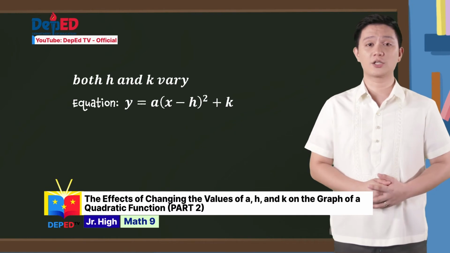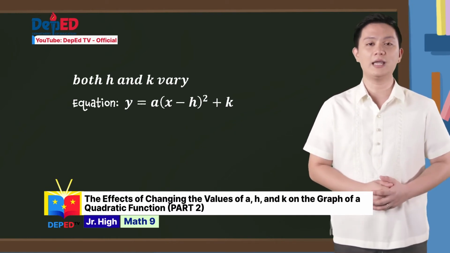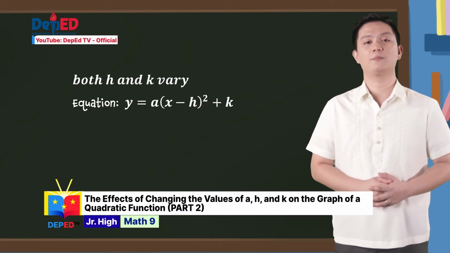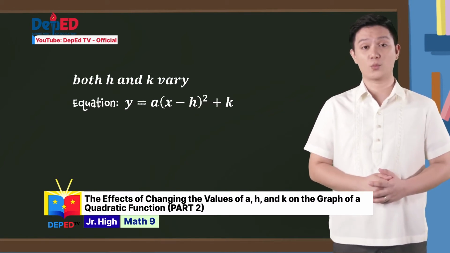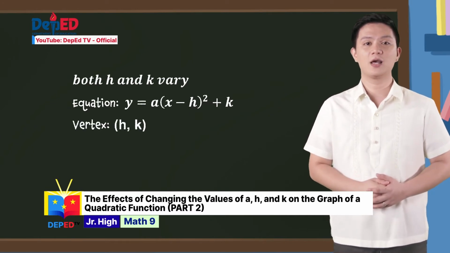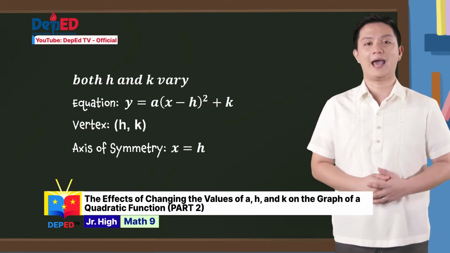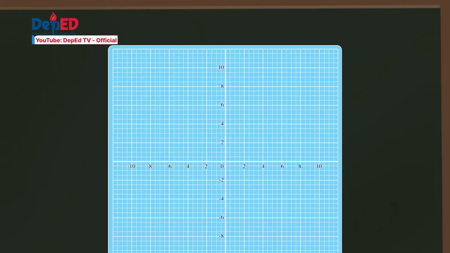Hence, the equation of the function will be described by the vertex form itself. y is equal to a times the binomial x minus h quantity squared plus k, where (h, k) describes the vertex, while x equals h describes the axis of symmetry. We will still use the parent function y equals x squared as our reference. We will change the values of h and k in the function and see the effect on its graph.